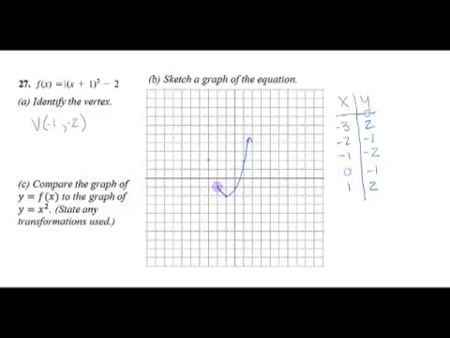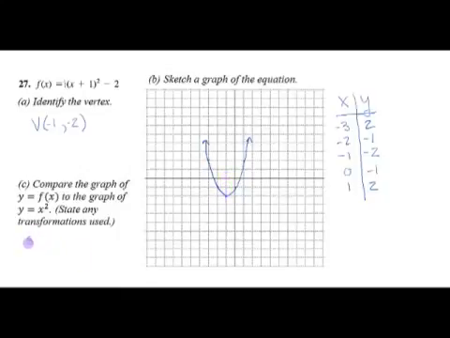And we can draw a nice graph here. So how does this compare to our standard y equals x squared graph? Well, what happens here is that we didn't move the graph out or in. We didn't make it wider or narrower, but we did move it to the left one and down two.